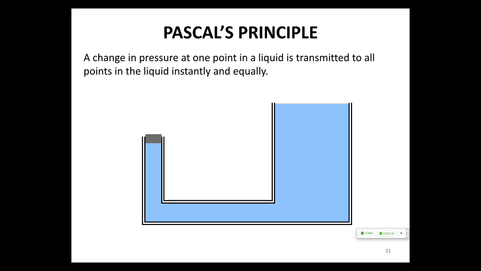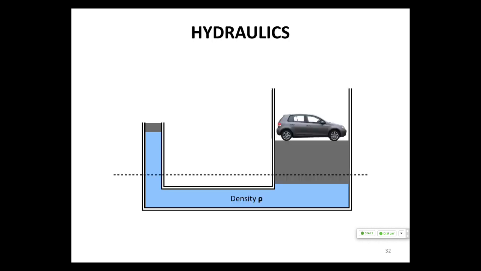So, anybody think of any applications of this? Car jacks. Yeah, car jacks. So this is how car jacks work. Hydraulics. It's a hydraulic lift. So here's a car. I believe that's a Volkswagen Golf. Here's a fluid of density rho. So if you press down on here, that's going to raise the car.